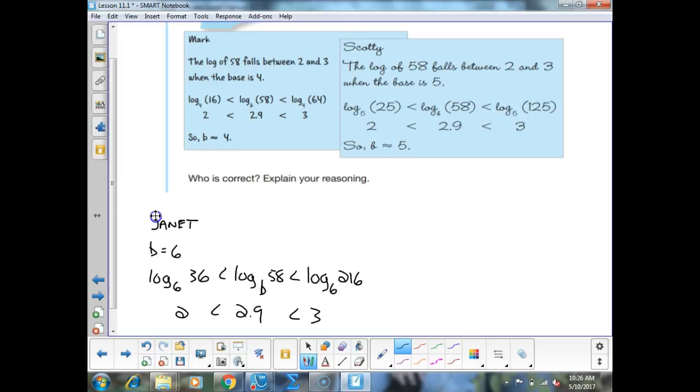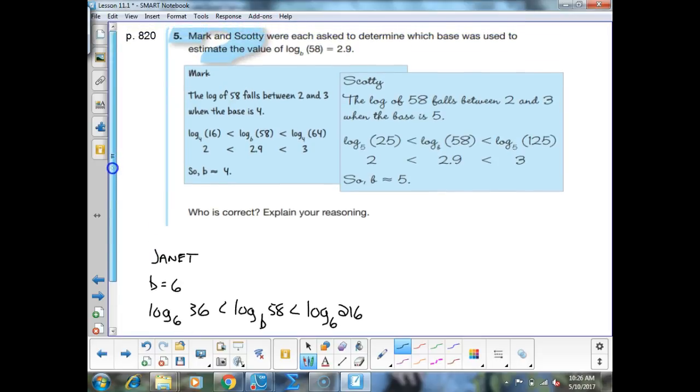The question that's being asked is estimate the value of the base. Is she right? Oh, yeah. She's right still. Okay? What if Jenna said b is 7? Would Jenna still be right? Yeah, barely. Yeah, look.